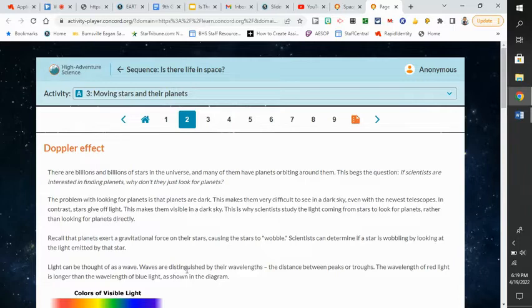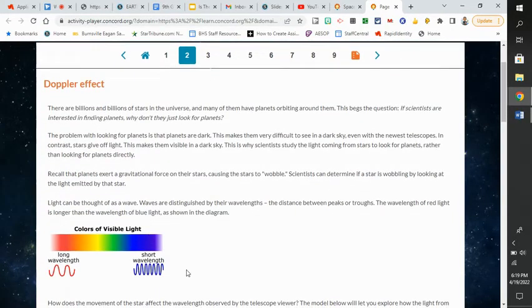Okay, for page 2, the Doppler effect. It says there are billions and billions of stars in the universe, and many of them have planets orbiting around them. This begs the question, if scientists are interested in finding planets, why don't they just look for planets? The problem with looking for planets is that planets are dark. This makes them very difficult to see in a dark sky, even with the newest telescopes.